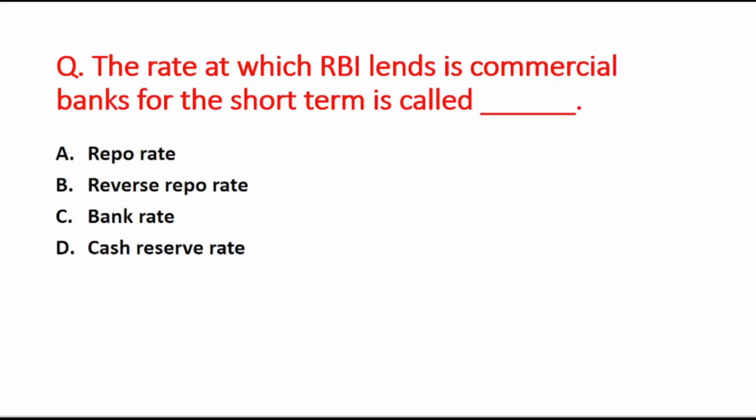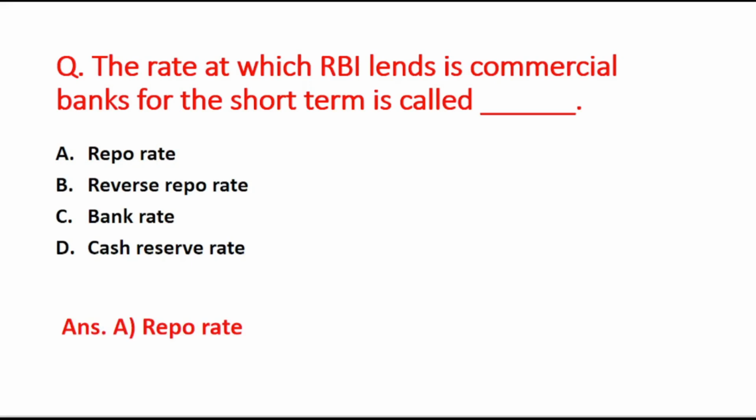Next question is, the rate at which RBI lends to commercial banks for the short term is called blank. Your A option is repo rate, B option is reverse repo rate, C option is bank rate, and D option is cash reserve rate. The right answer is option A, that is repo rate.